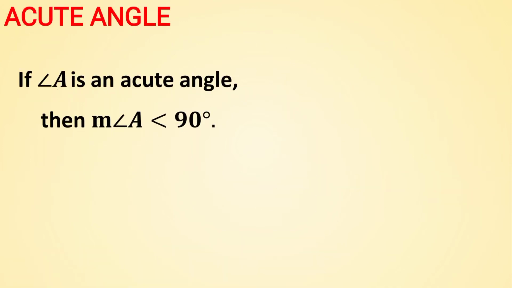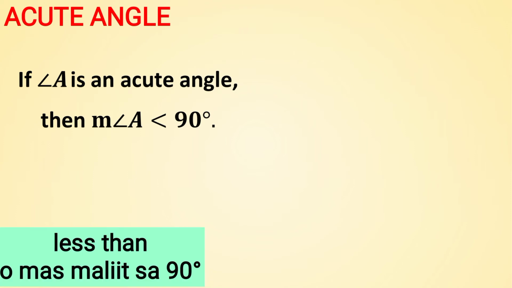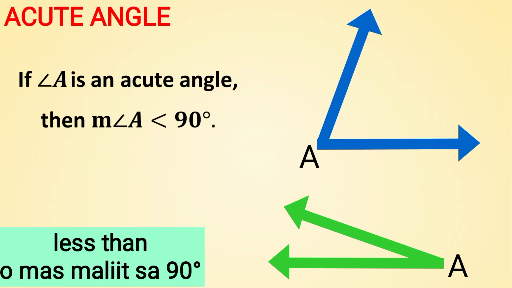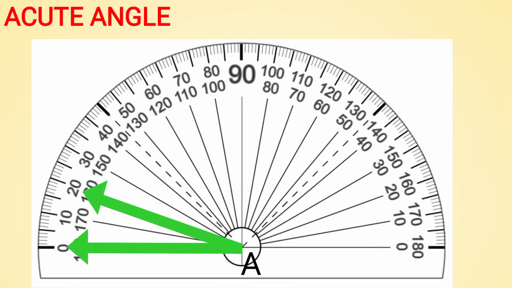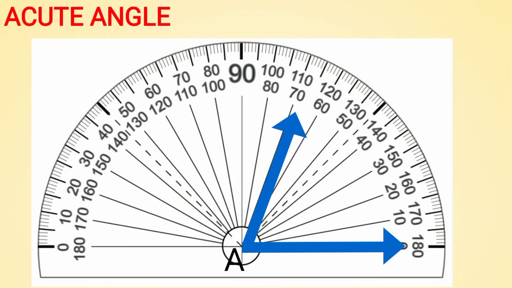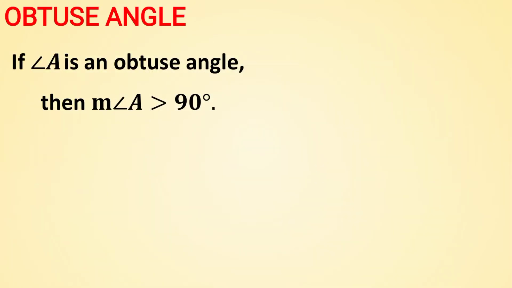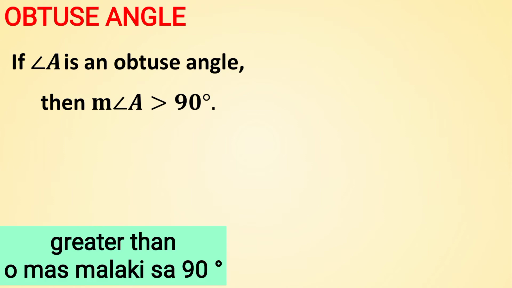Acute angle. If angle A is an acute angle, then the measure of angle A is less than 90 degrees. Less than, o mas maliit sa 90 degrees. Obtuse angle. If an angle is an obtuse angle, then the measure of the angle is greater than 90 degrees. Greater than, o mas malaki sa 90 degrees.